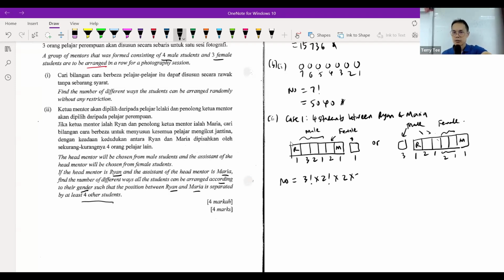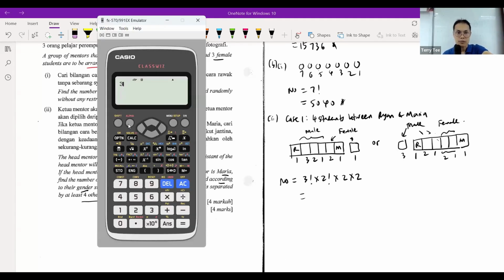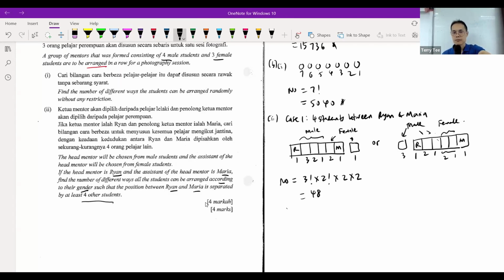So if you're lazy, just times 2, right? So how many ways here? You can count, 3 factorial is actually 6. You times it 2 factorial, which is 2, times 2 again, times 2 again, you should get 48 ways. Then you move on to case number 2.